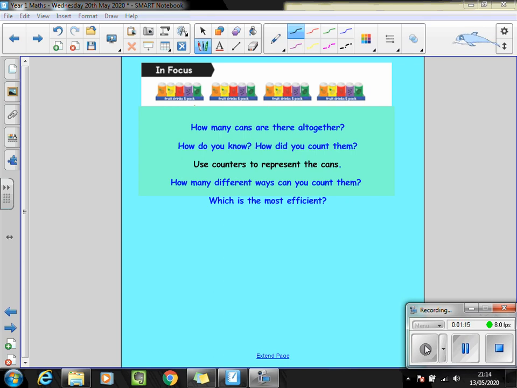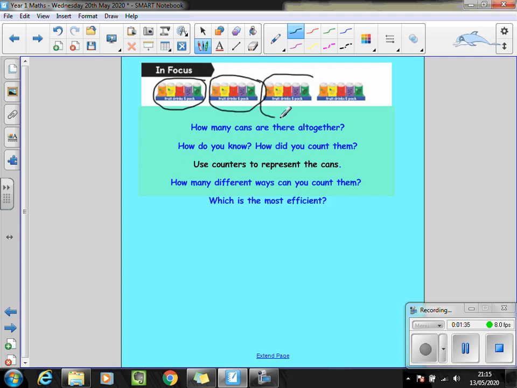Now you could count those fruit drinks in ones. Is that the most efficient method? Can you see what they're grouped in and how we might count them differently? I can see clearly that there are 5 drinks in each packet. So I could count those drinks in 5s. 5, 10, 15, 20.